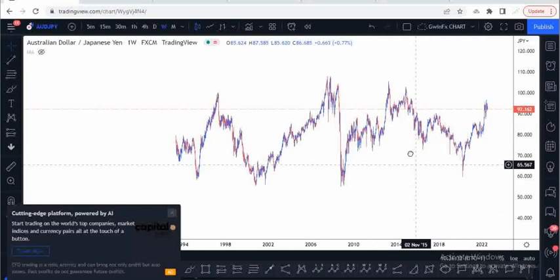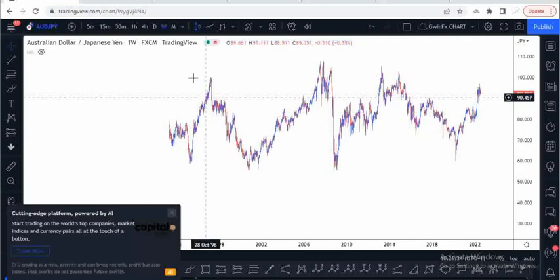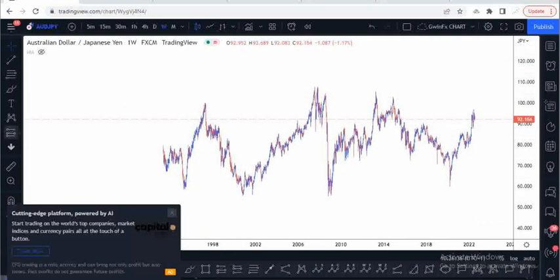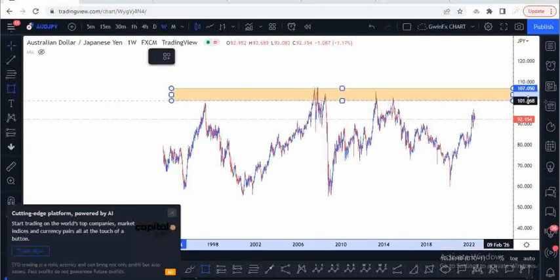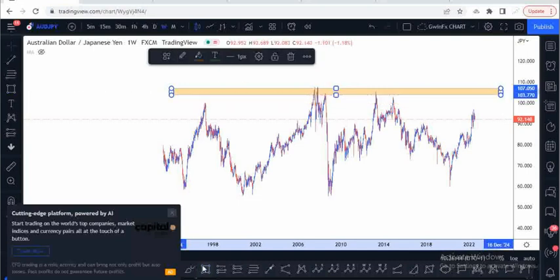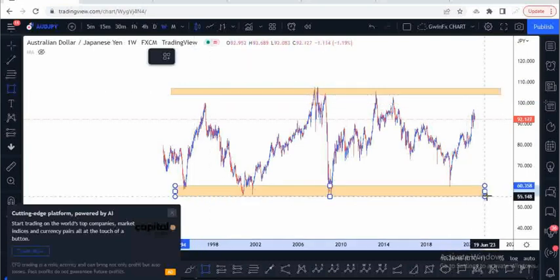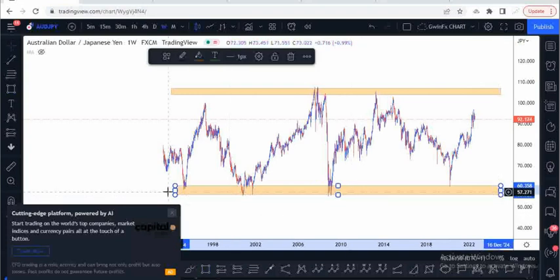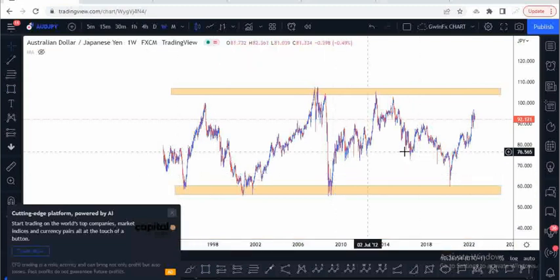All right, so we've seen that on a weekly time frame overall we have been more sideways, so we can draw a resistance here, and we can also draw another support down there. This goes back right from 1994, and we've seen that also happening around. So we've seen more sideways movements.